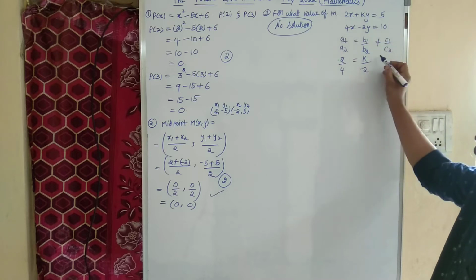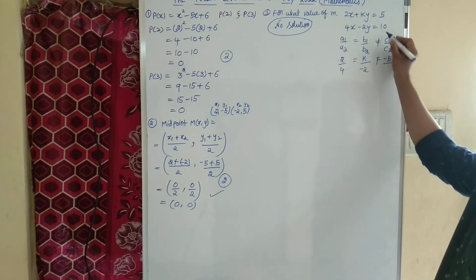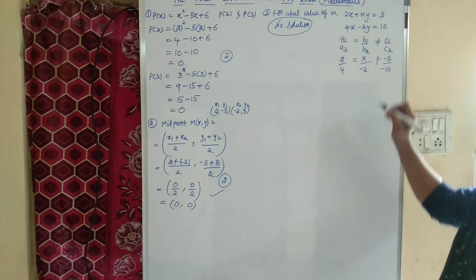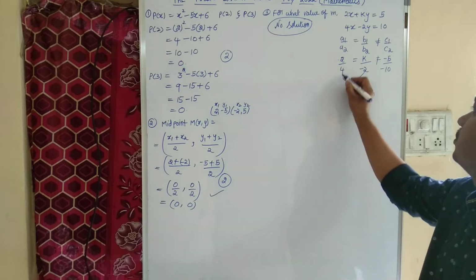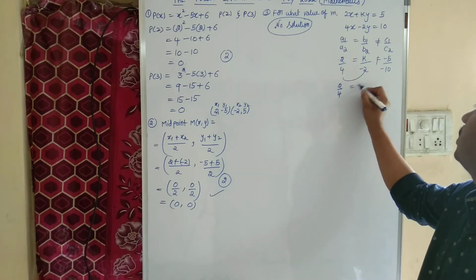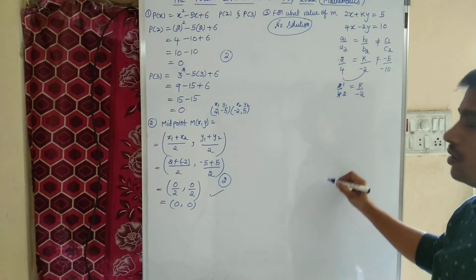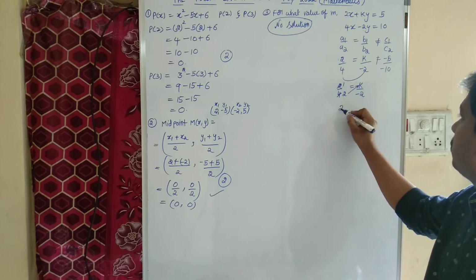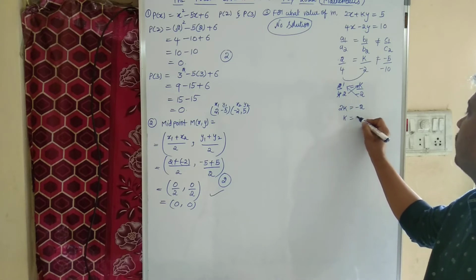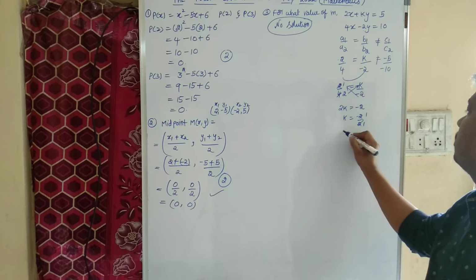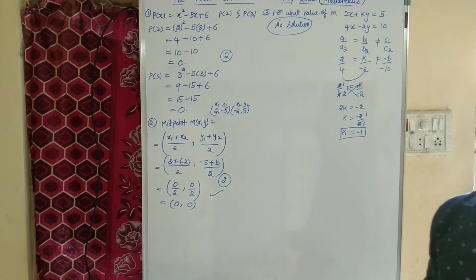So this is a1, a2, b1, b2, c1, c2. If you transpose towards right hand side, it will become minus 5. If you transpose towards left hand side, it will become minus 10. So let us equate this: 2 by 4 equal to k by minus 2. So cross multiplication: 2 into k, 2k equal to 1 into minus 2, minus 2. So k equal to minus 2 by 2. So k equal to what, children? K value is minus 1.